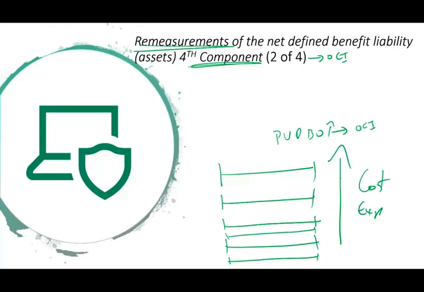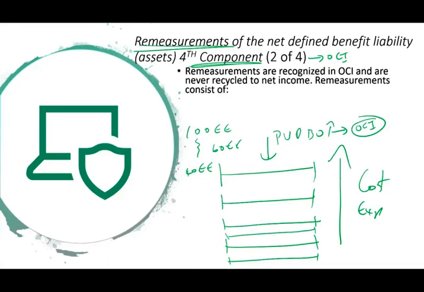Or let's assume we had 100 employees, and we promised them we're going to be paying them pension. Then suddenly, 40 of our employees left. I don't know why they left. It doesn't matter. Although we're thinking they're going to stay, since they left, now we're only responsible for 60 employees. Guess what? The present value of our DBO went down. Now we have some sort of a gain. It goes into OCI. This is what we call actuarial gains and losses. So remeasurements are recognized in OCI and are never recycled to net income. This is IFRS.